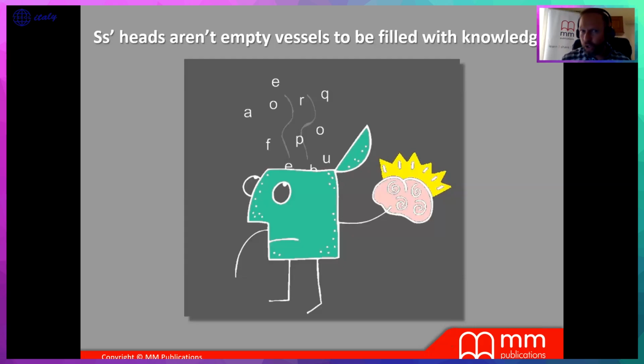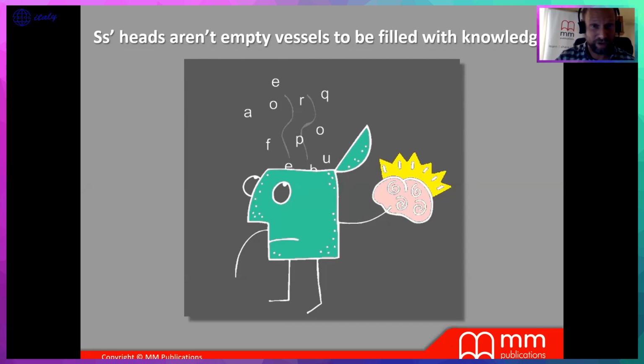Truth is also that students' heads are not empty vessels to be filled with knowledge. It would have been wonderful to be able to input all the info that we want by importing it via a USB stick to the brain of the student. But apart from the fact that it would be totally in contrast with critical thinking, it's also something that cannot be done. So students' heads are not empty vessels to be filled with knowledge.